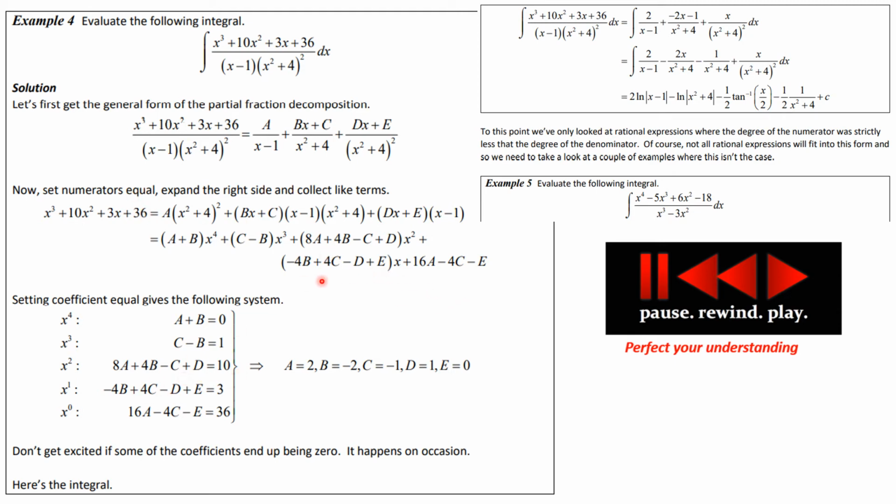X has a coefficient here of this, and that's equal to 3. And last, the constant is 36. So I equate the coefficients. I have 5 equations, 5 unknowns. We have to solve that. But A is 2, B is minus 2, C is minus 1, D is 1, and E is 1. And the fact that that's 0 actually is a little bit of a blessing. So we get this.